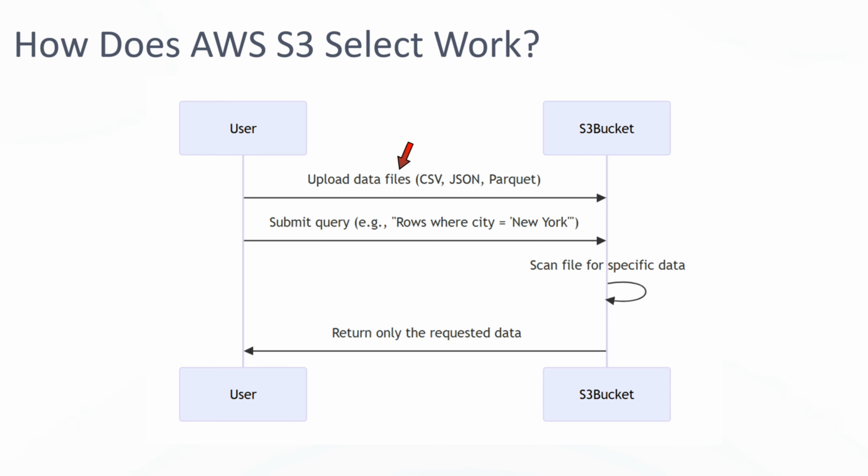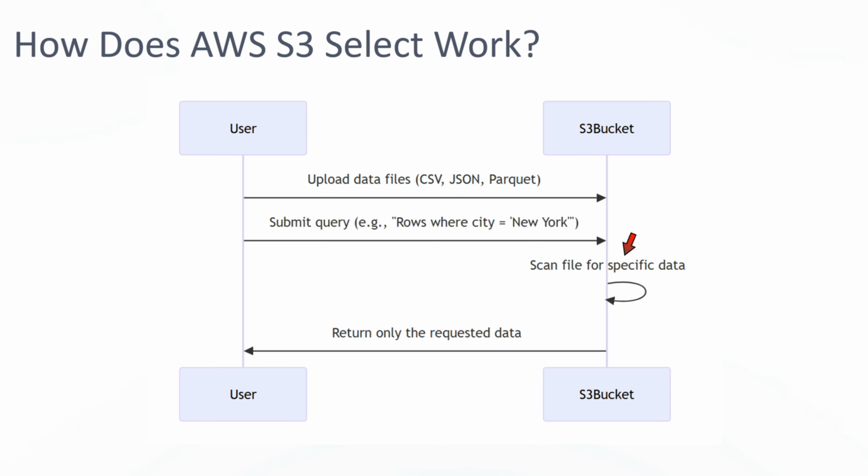Now we will see how AWS S3 Select works. Step 1 is store files in S3. Upload your data files to Amazon S3. Second step is ask for specific data. Use a simple query to specify what data you need. For example, give me all rows where the city is New York.